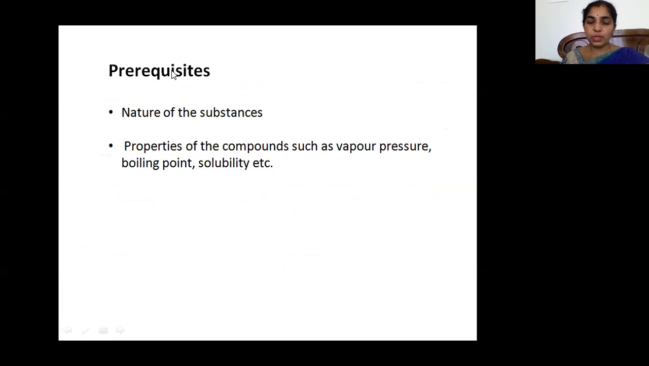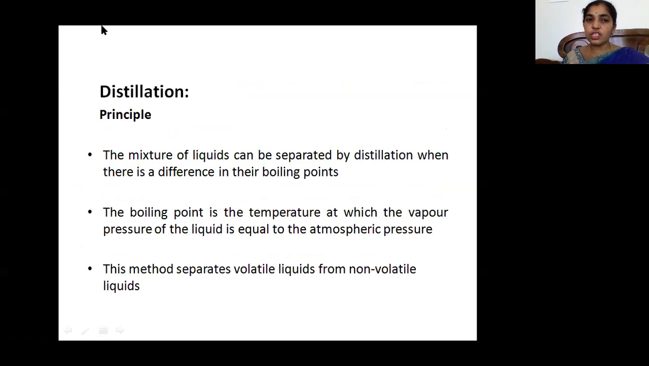So some prerequisites: when you go for separation by choosing a particular method, you should know the nature of the substance, whether it is solid or liquid, and also properties of the compound such as vapor pressure, boiling point, and solubility of the compound which you want to separate, from the literature. Let us go in detail about distillation.